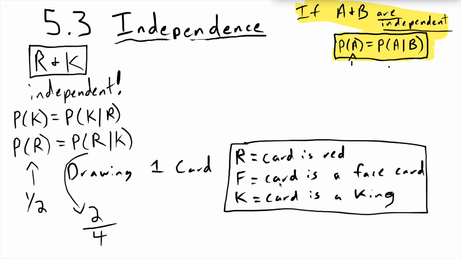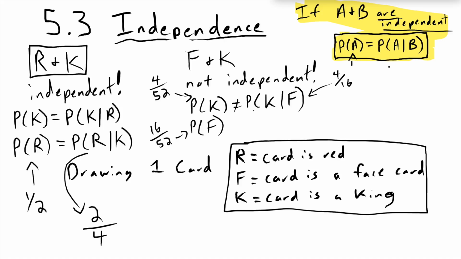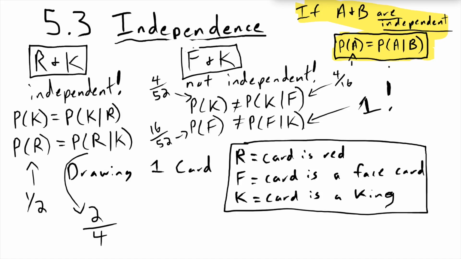And then the events F and K are not independent. They definitely affect each other. The probability that the card is a king is not the same as the probability that the card is a king given the card is a face card. And likewise, the probability that the card is a face card is definitely not the same as the probability that the card is a face card given it's a king. What is this probability? Well, the probability it's a face card given it's a king is 1. It is certain. There is no way you're going to get a king that isn't a face card. So F and K are not independent.